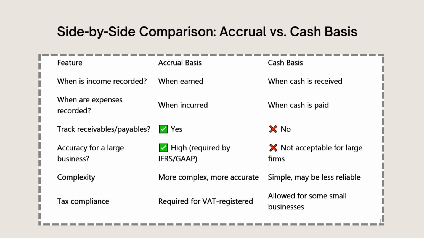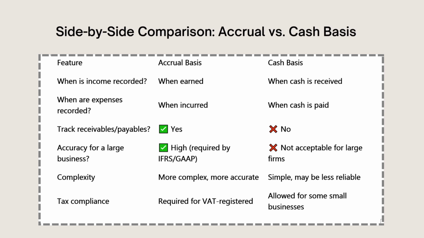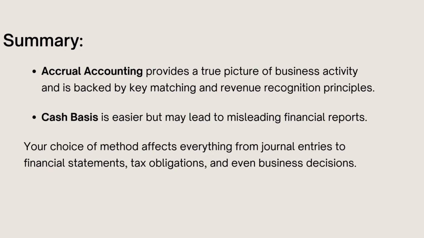In short, the accrual method gives you the full picture of your business's financial health. The cash basis is simpler, but it may hide what's truly happening behind the scenes. Choose the method that fits your business size, complexity, and reporting needs. To summarize, accrual accounting gives a true picture of business activity. It's guided by key principles such as matching and revenue recognition.